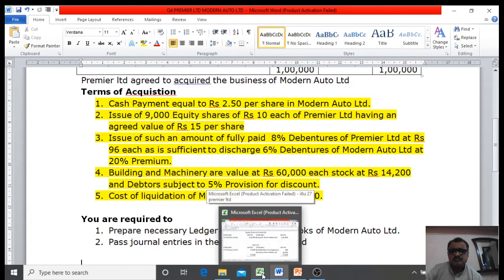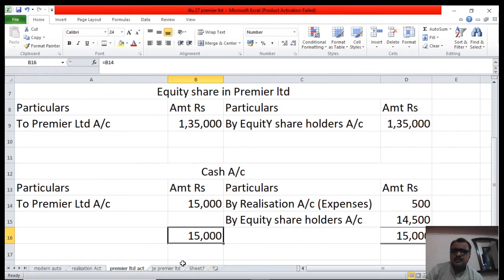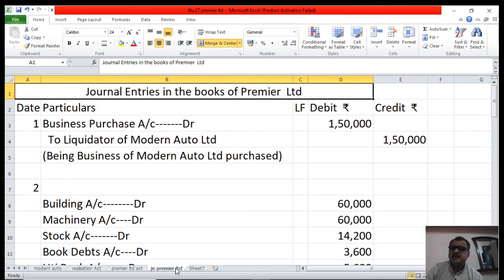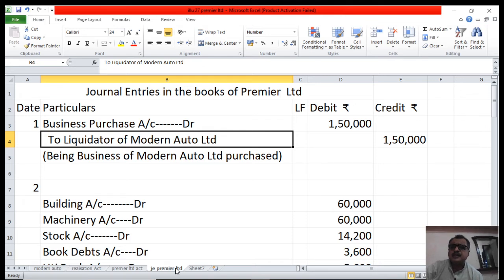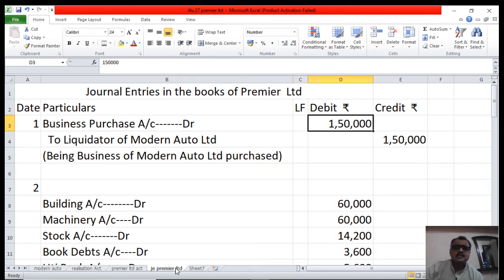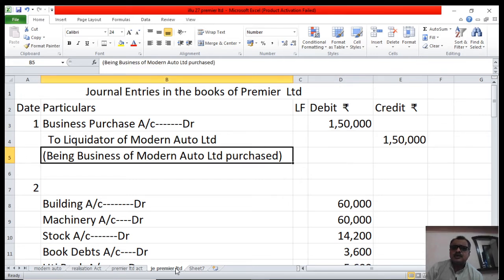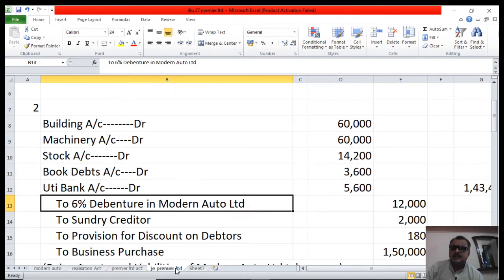So we will pass journal entries in the books of Premier Limited. The first entry is for taking over the business, that is business purchase account debit to liquidator of Modern Auto Limited, purchase consideration 1,50,000, being business of Modern Auto Limited purchased. Now in the second entry we have to take over the assets and the liabilities.